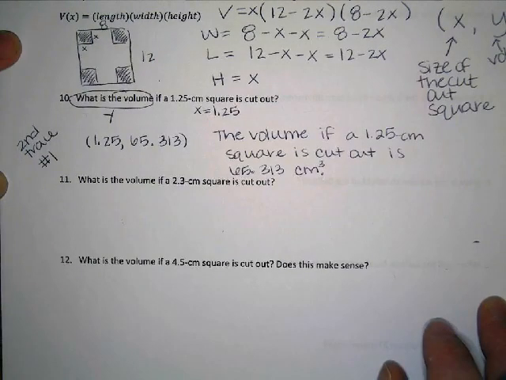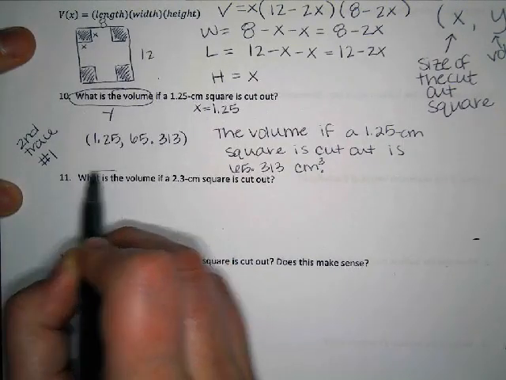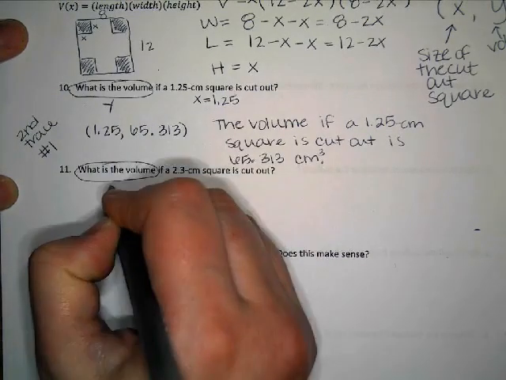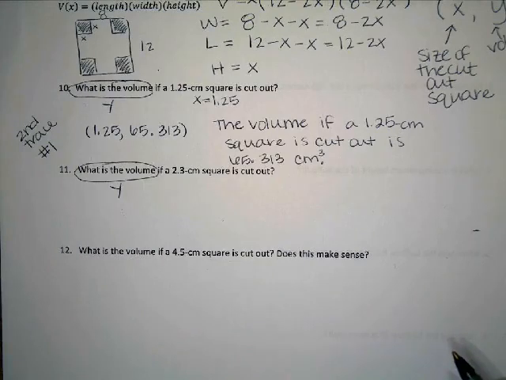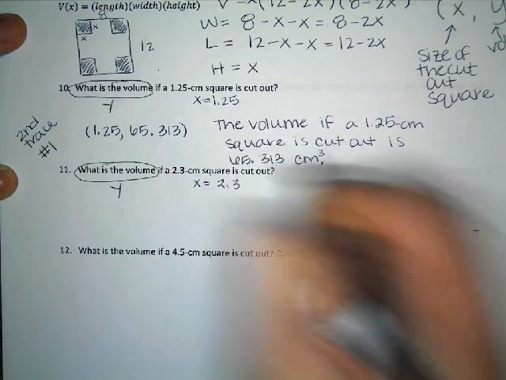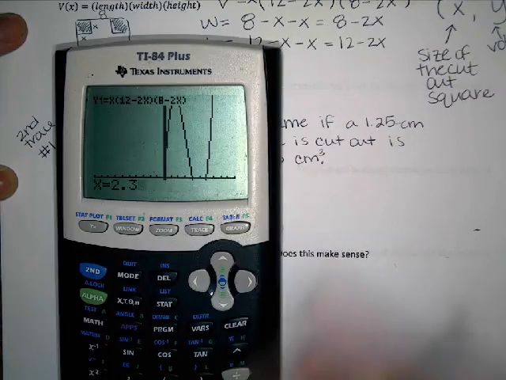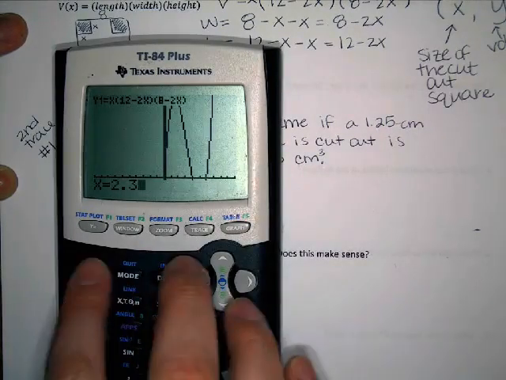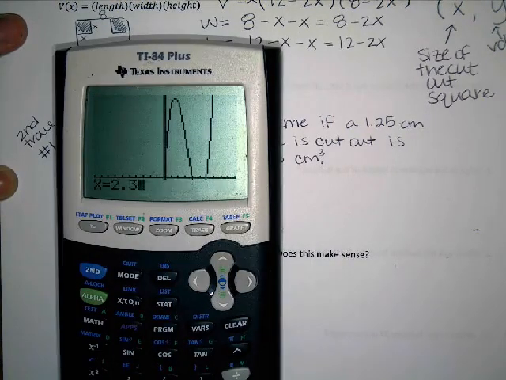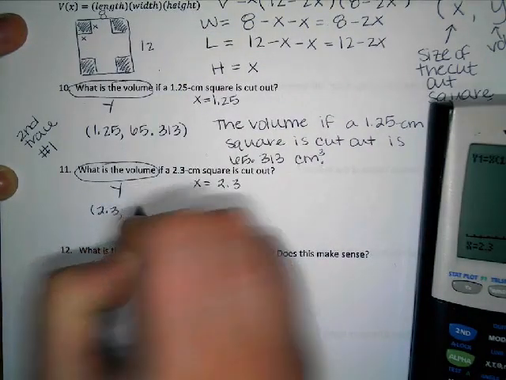Okay. The next question says, what is the volume? So what are they asking for? A y coordinate. What is the volume if a 2.3 centimeter square is cut out? So again, they gave me an x value of 2.3 to plug in. So I'm going to type in 2.3. If you still had that up on your screen, you can just type in a new x value, or you can do second trace all over again. Second trace number 1, type in 2.3. So I'm going to write this point down, 2.3, 57.868.